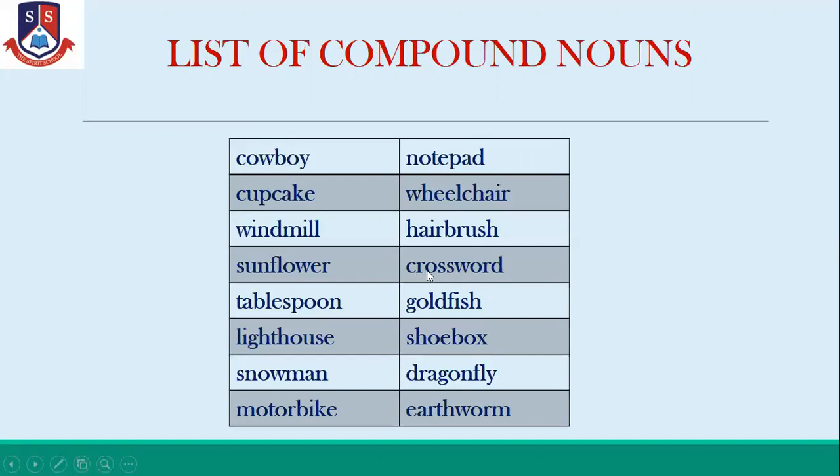First is C-R-O-S-S, cross, and second is W-O-R-D, word. And when we combine together these two small words, it becomes crossword. Next is also long, and how are we going to pronounce it? G-O-L-D, gold is the small word, and other small word is F-I-S-H, fish. It becomes goldfish.